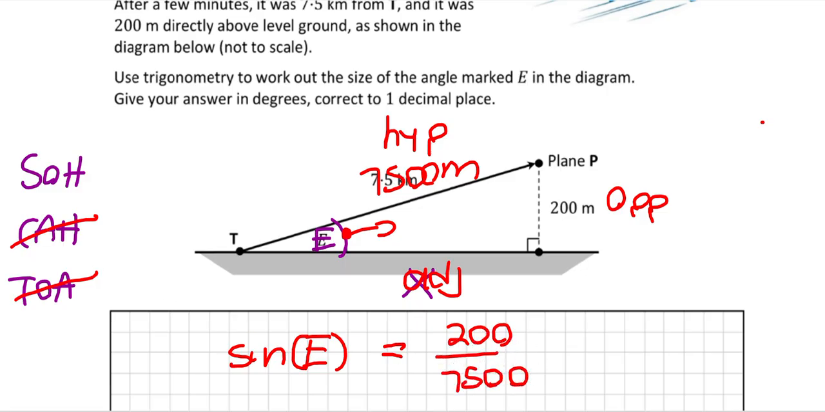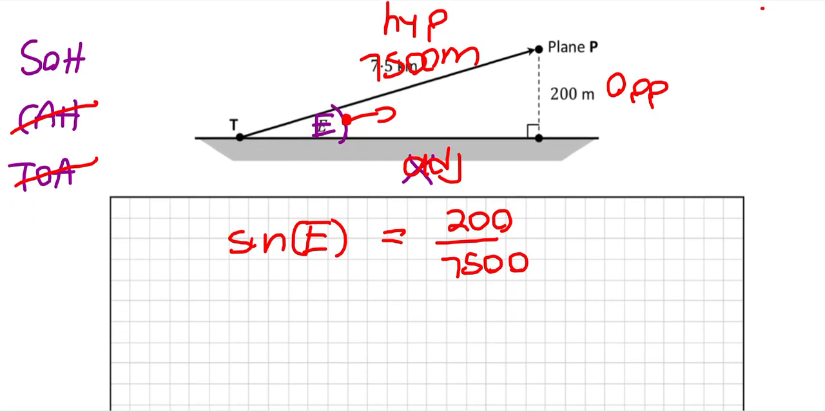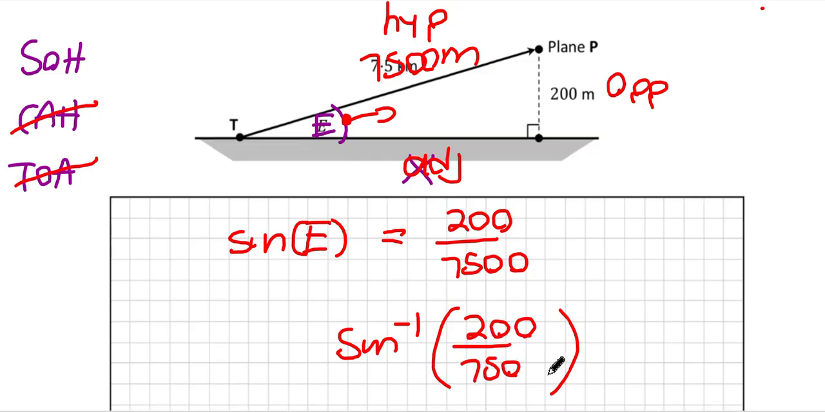What's the only way a trigonometric angle question ends? It ends the same way every time. What do we press? We press shift and we press sine. And we get what's called sine inverse. And this is our way of finding out angles. Okay, put this in. And what do we get?